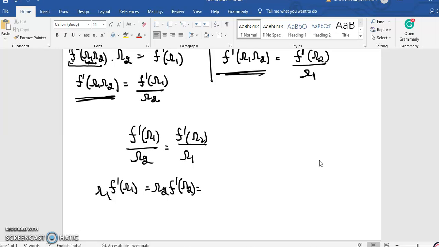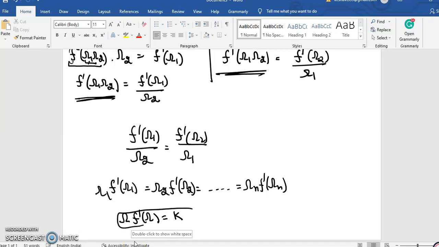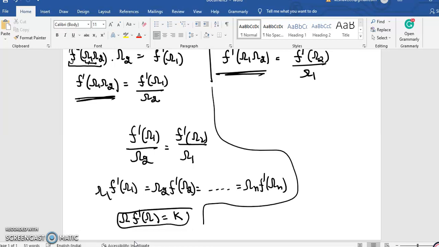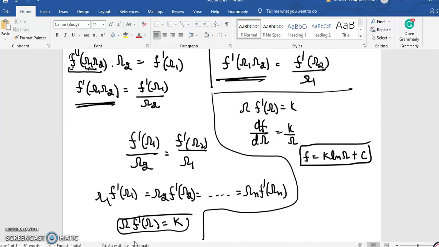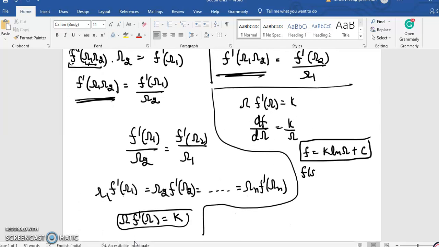Similarly, if I take n systems, it will be like this: omega f dash omega equals some constant k. Now I will solve this differential equation. So omega f dash omega equals k, so f dash omega equals k divided by omega, and my f will be k ln omega plus a constant. So the function is f of omega equals k ln omega plus c.